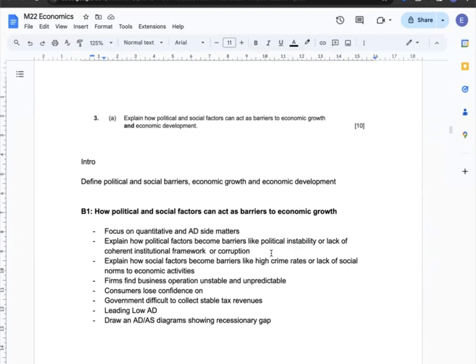And I can further explain how social factors become barriers. The social factors like high crime rate or lack of social norms, all those kind of things can be the deterrence to economic activities as well. And therefore, firms find business operation unstable and unpredictable. Consumer confidence would be low as well. And the government would find it difficult to collect stable tax revenues.